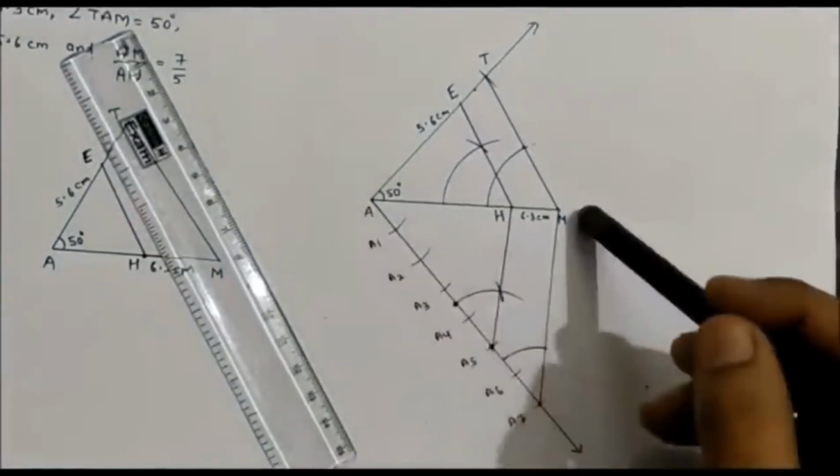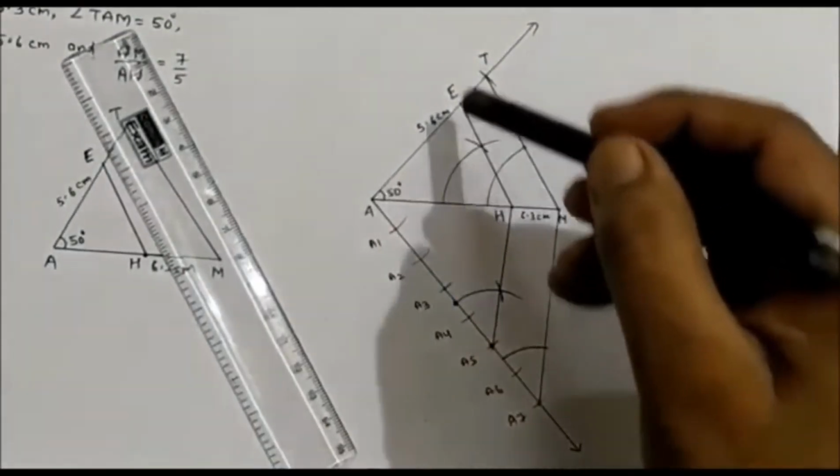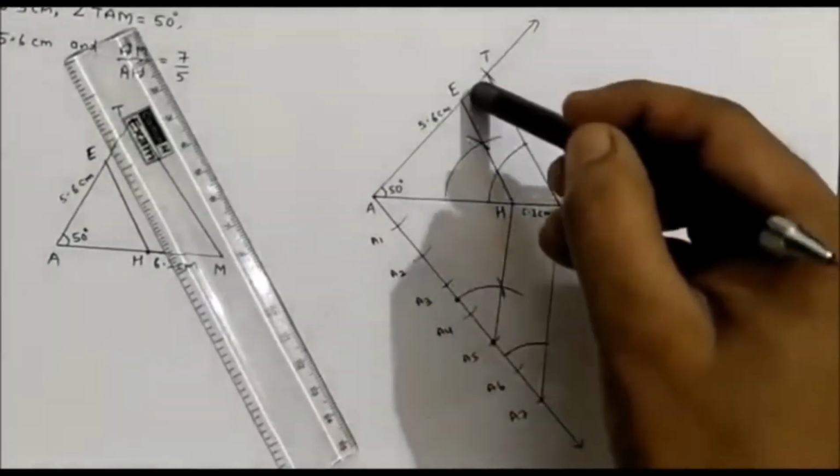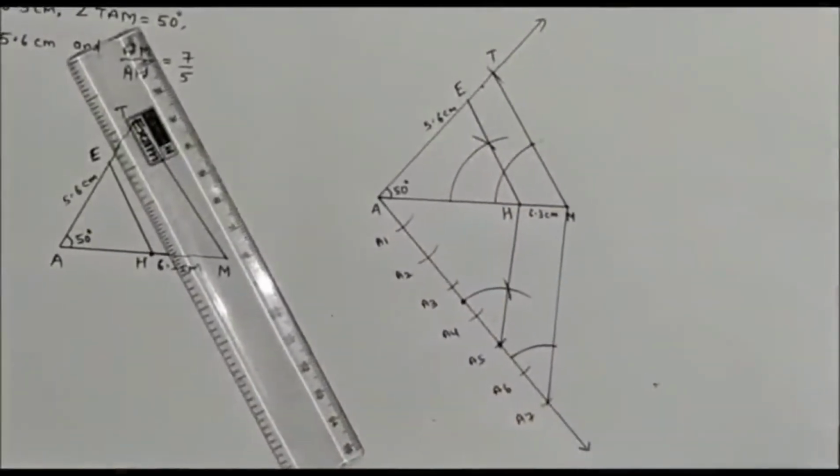So students, you can see we got this triangle AMT, AHE. Both are similar triangles, AMT and AHE. You can do it.